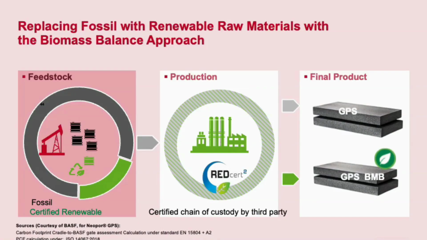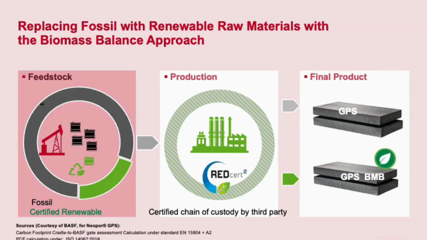Replacing fossil and renewable raw materials with a biomass balance approach is important because, as you recall, we talked about the anthropogenic and biogenic sources of carbon. So here's an opportunity, through this process called a biomass balance approach, to use a renewable feedstock in the operations of the building in order to reduce the embodied carbon of the end product.